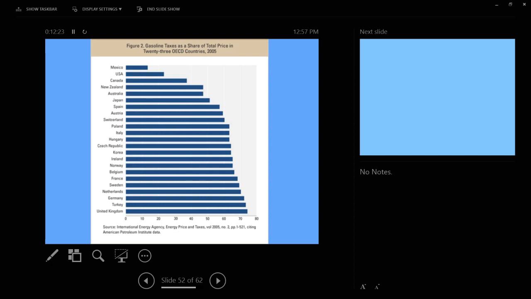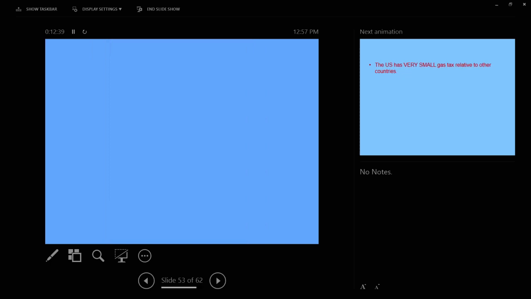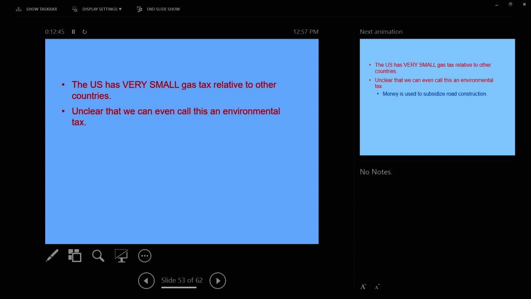Look at the United Kingdom, look at Germany, look at Netherlands, Sweden, France. They have really big taxes on their gasoline, and ours is really small. The only other country in 2005 that had a bigger tax was Mexico. So we're pretty hesitant to tax things like gas. So we have a very small gas tax relative to other countries. And the more important point is that it's not clear we can even call this an environmental tax. While we have a tax on gas, is it an environmental tax?